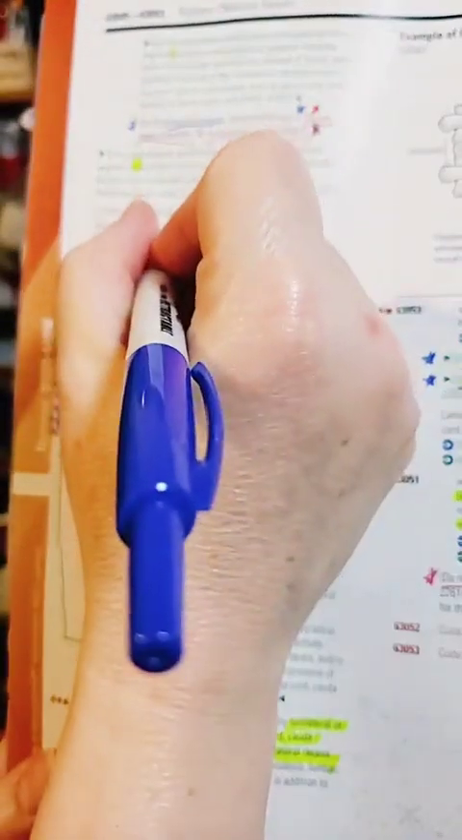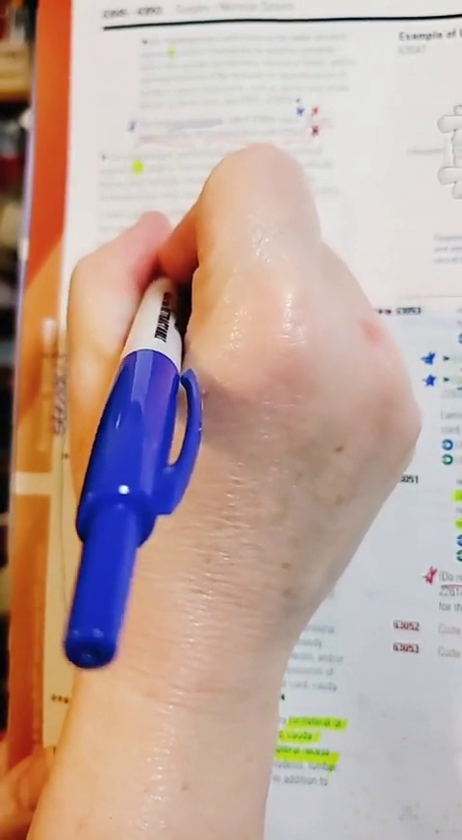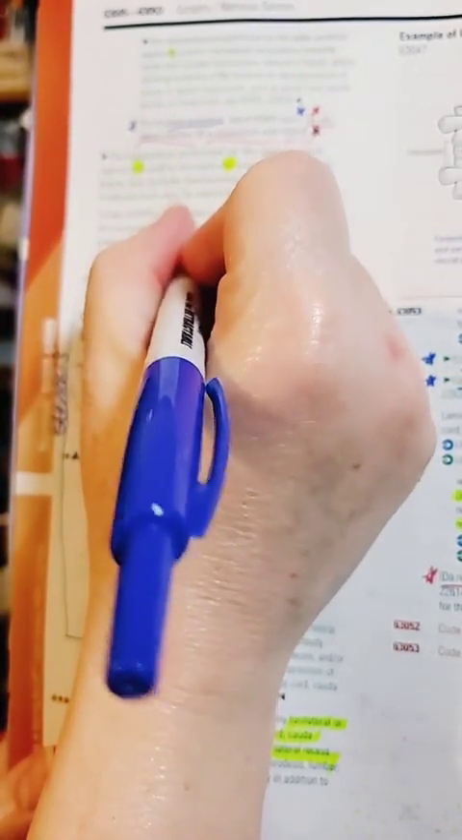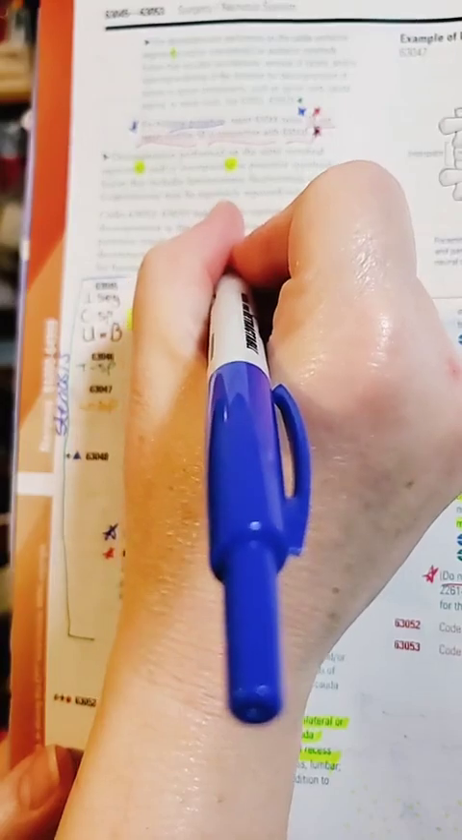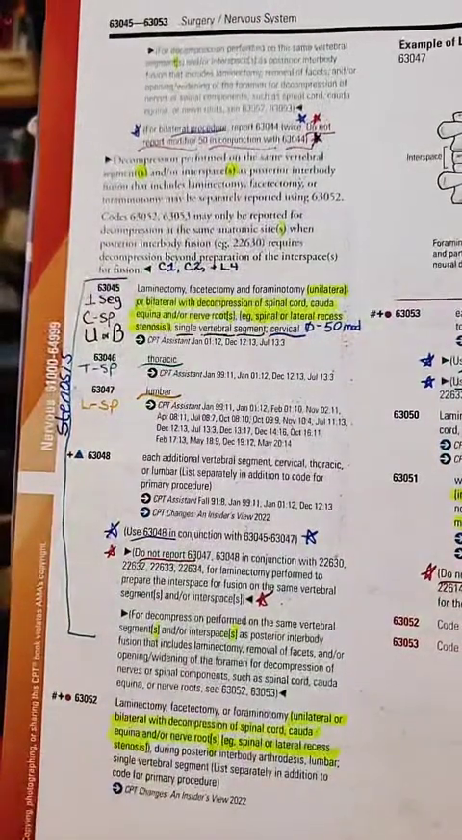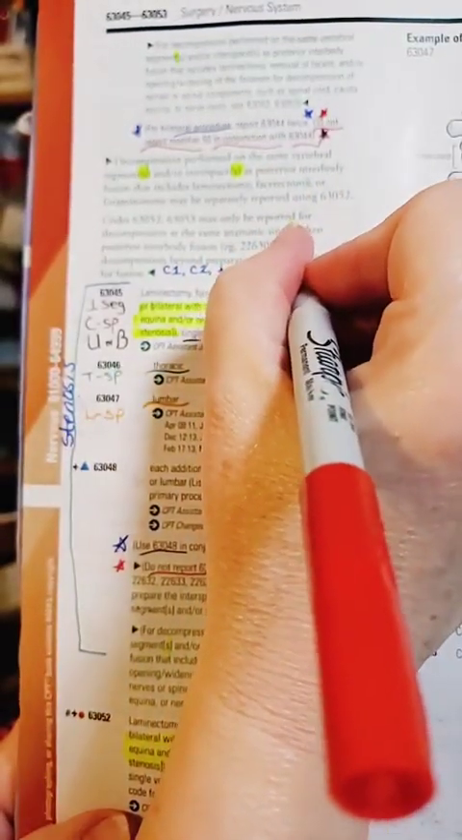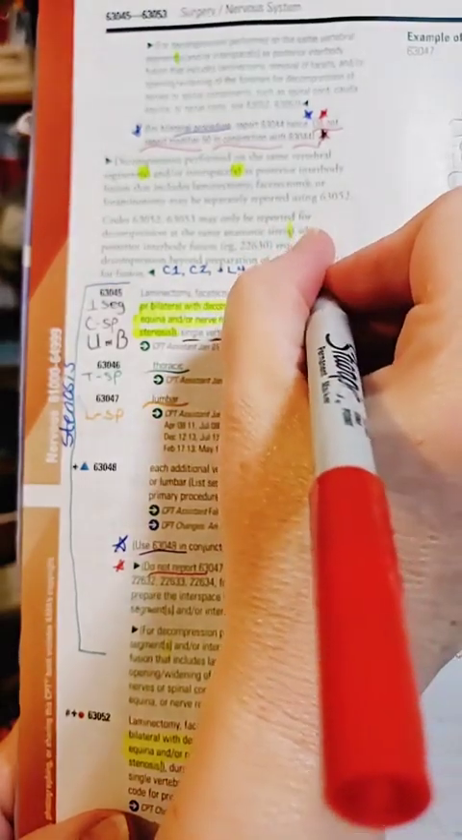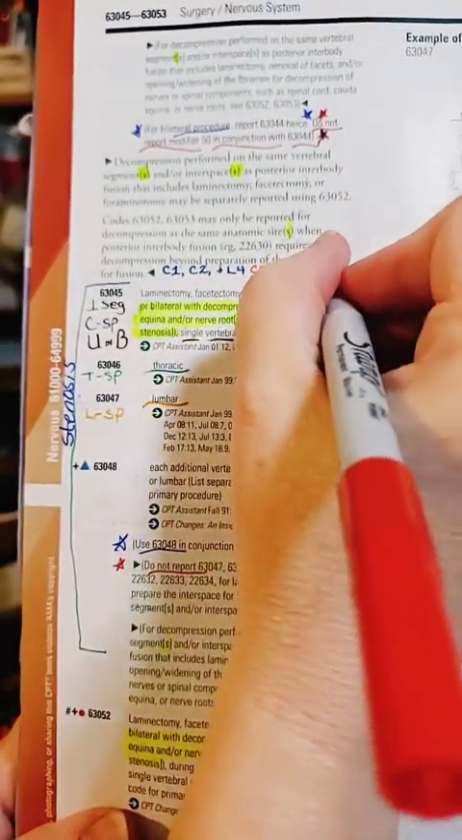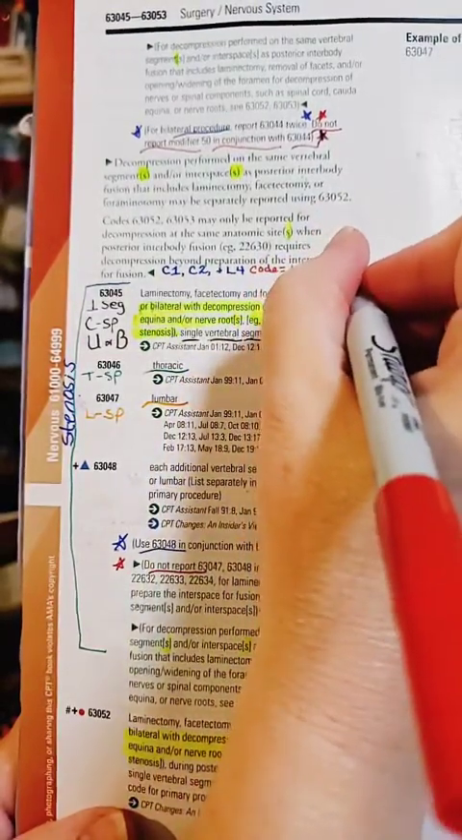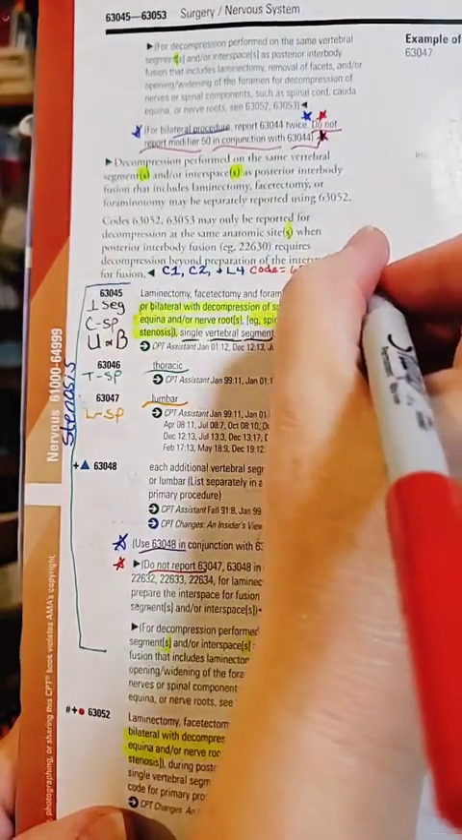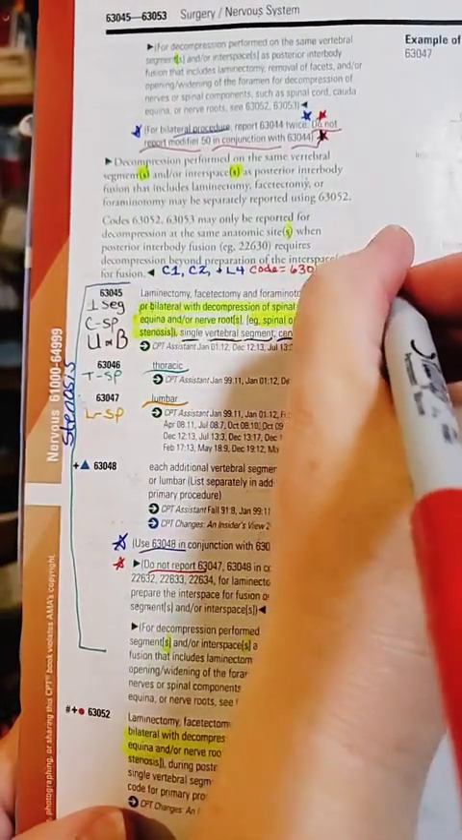So up above here, I'm going to write just another example. If we're doing, for example, C1 and C2 and L4, you would code it 63045, 63048 times 2.